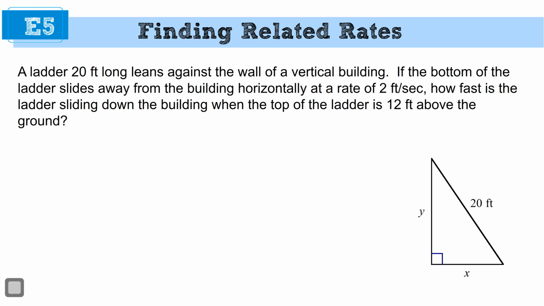Step one, draw a picture. I already have a picture. There's my ladder leaning up against the wall. The length of the ladder is 20 feet. I called the distance away from the bottom of the building x, because it's horizontal, and I called the vertical distance y, because it's vertical.